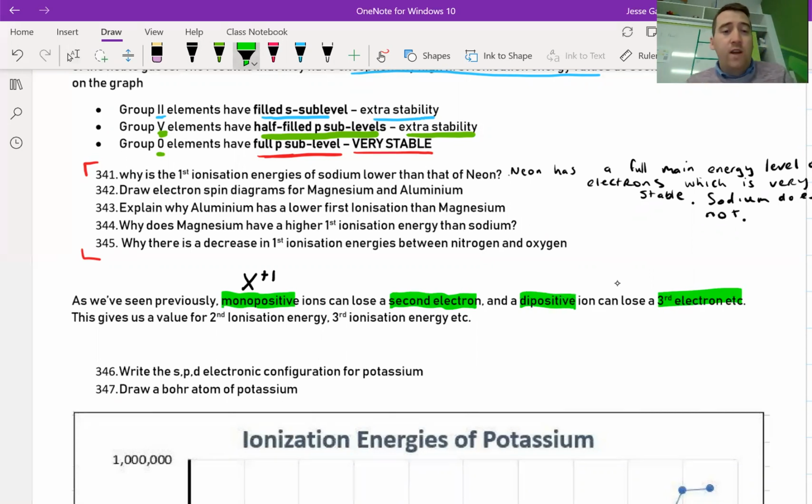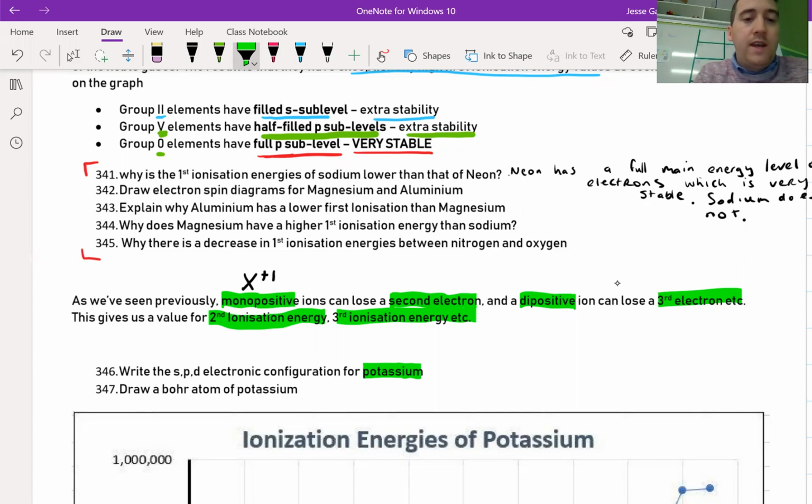And you can keep removing electrons, and this will give us what we call the second ionization energy, the third ionization energy, etc. So in the next section, we're going to take an example of an element, and that element is going to be potassium. And we're going to look at what happens as we remove more and more electrons from it. But before we do, we need to remind ourselves of a couple of things.